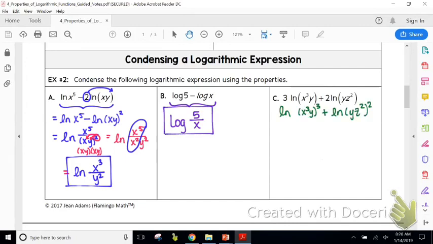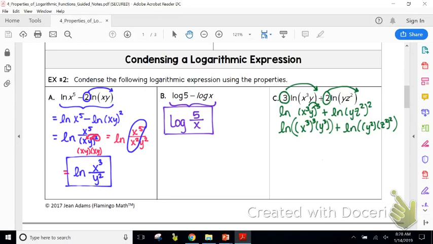All right, so on number 3, how did you get this answer? Yeah, you move the coefficients there to become the exponents. Okay, now what are we going to do? Distribute the exponents. So we got the natural log of x cubed cubed, and then y cubed, plus the natural log of y squared and z squared squared.